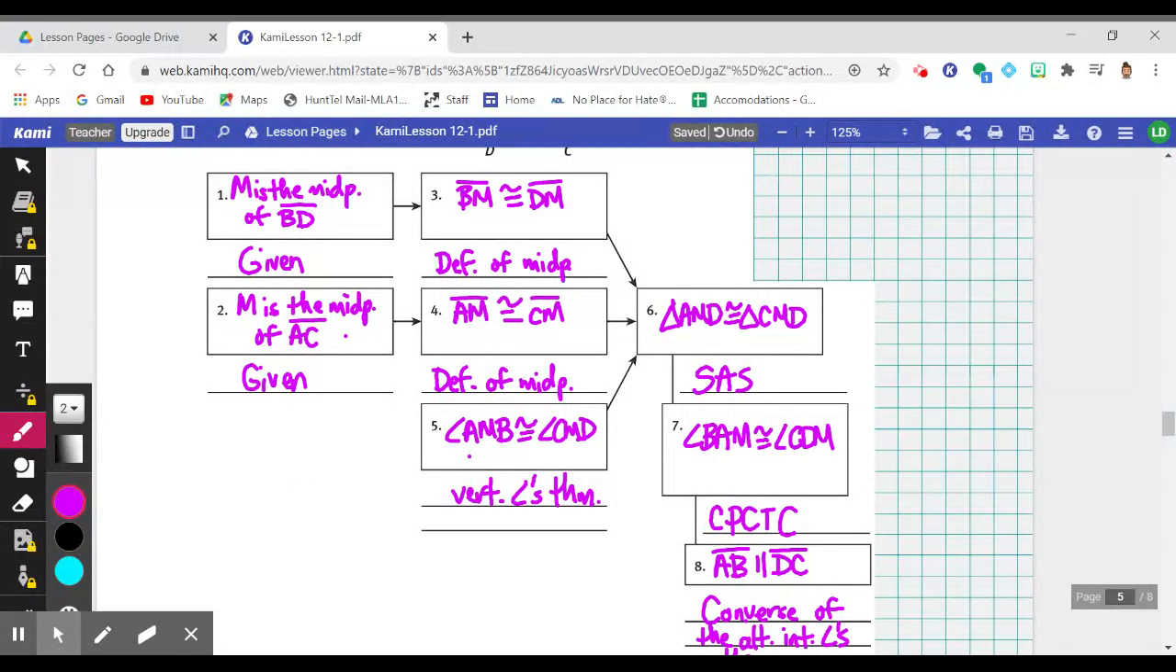And notice how statement 6 leads to statement 7, and statement 7 leads to statement 8. There should actually be an arrow here. And that's the way a flowchart proof is designed, to show the connection of all these statements and reasons and how they lead to our ultimate goal of proving the two sides parallel.